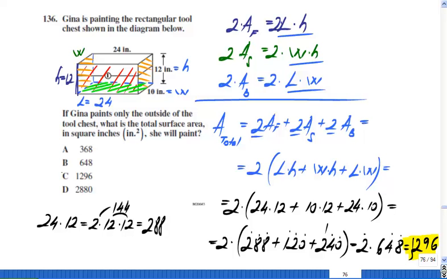1296 square inches. As you can see, option C gives you exactly the same answer, and if we didn't make any mistakes in our arithmetic here, this should be the answer.